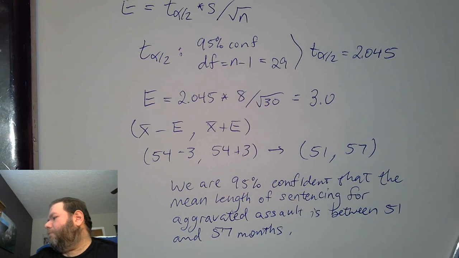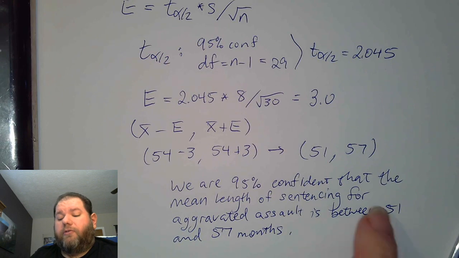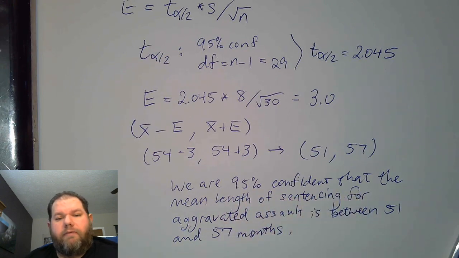Okay. And so that would be our sentence that we would use to summarize it. We always like to mention the level of confidence, the two numbers and what they actually reference, which is months in this case, and reference what the mean is describing here, which is the average length of aggravated assault conviction or sentencing. Are there any questions?